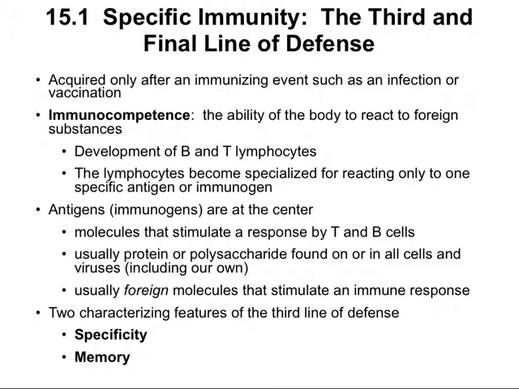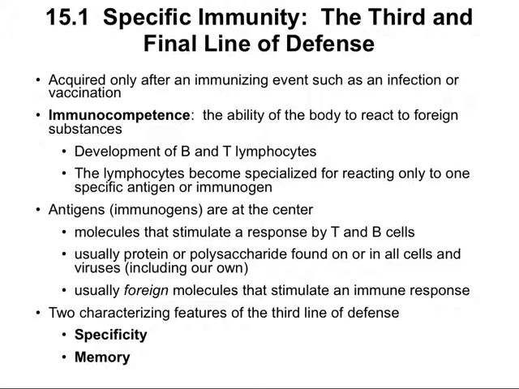Antigens or immunogens are at the center of the third line of defense. An antigen is considered to be any molecule that stimulates a response by T and B cells. Usually it's a protein or a polysaccharide that's found on or in cells and viruses, including those labels on our own cells. However, our immune system generally doesn't attack our own cells. So usually they're only foreign molecules that can stimulate an immune response. But keep in mind that any exposed protein or polysaccharide is a potential antigen.